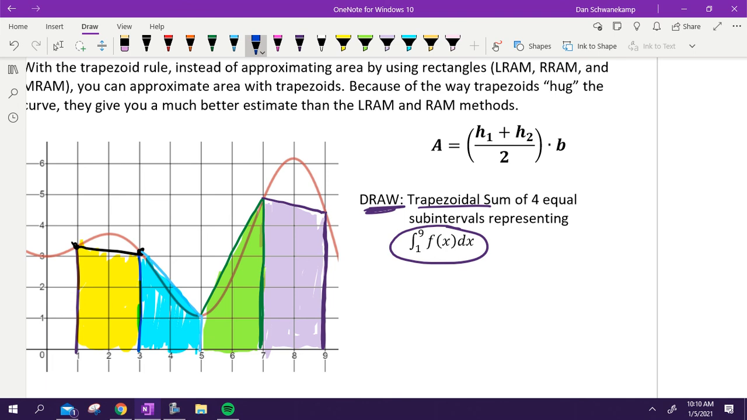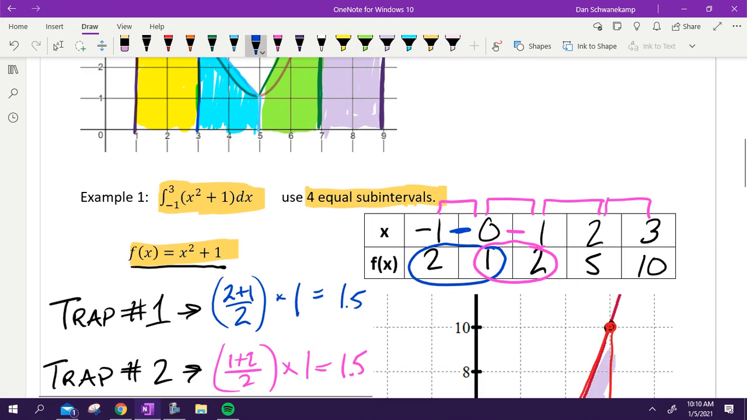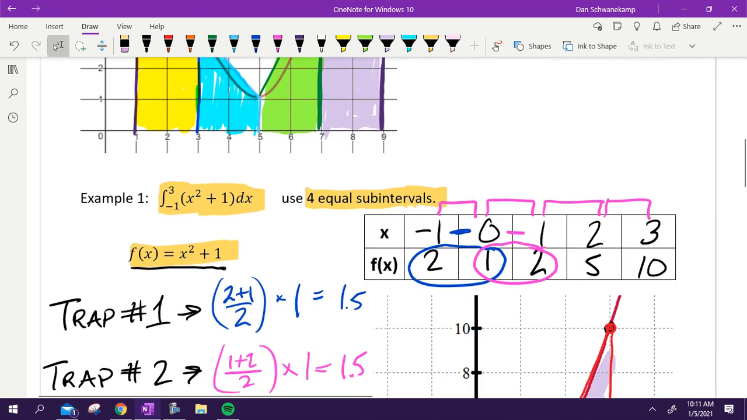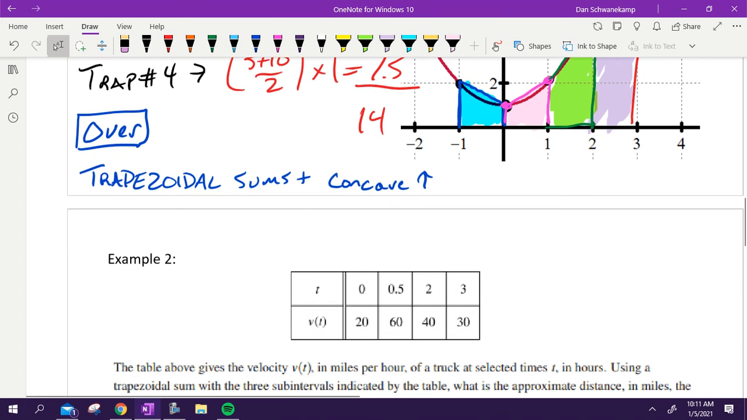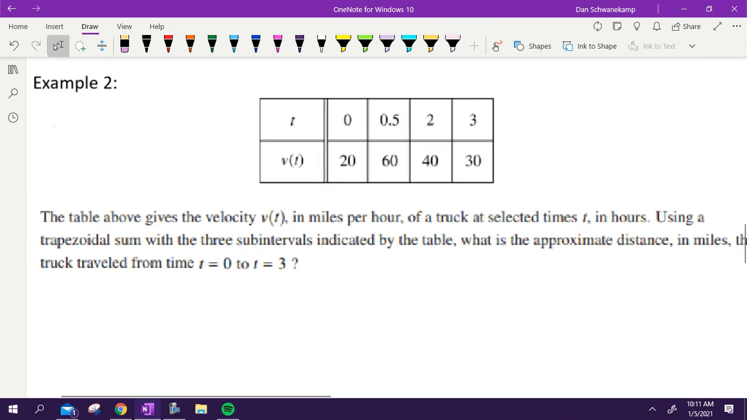Remember with LRAM and RRAM, what were we looking at to decide if it was over or under approximation? Whether it was increasing or decreasing. This time we're looking for concavity. So trapezoidal rule, you're thinking concavity. If it is left or right ram, you're thinking about increasing, decreasing. Flip that over.